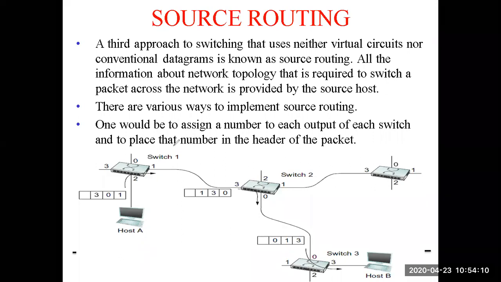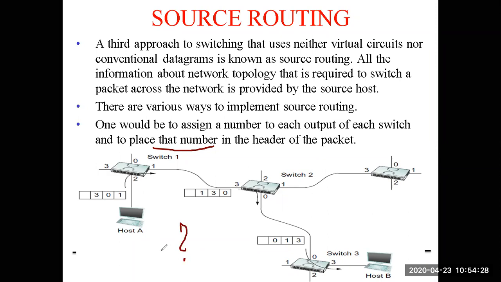Inside the header, what is there? Some numbers are placed. You can see 301 is placed, 130 is placed, 013 is placed. The next question that comes to our mind is, what is this and how exactly does it work? This is the simplest method of source routing. It will hold the information from left to right. One means it has to go to switch number one. The packet has to go to switch number one.